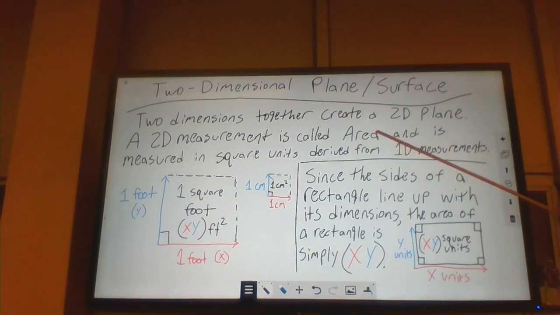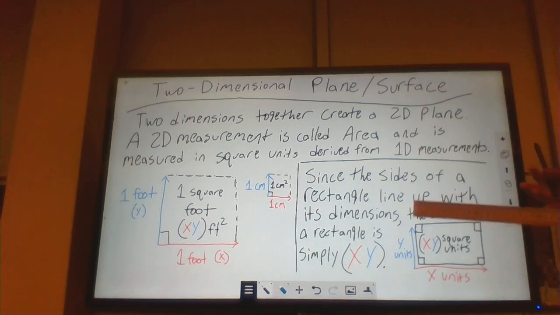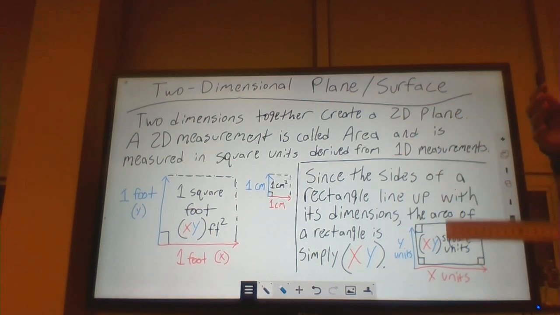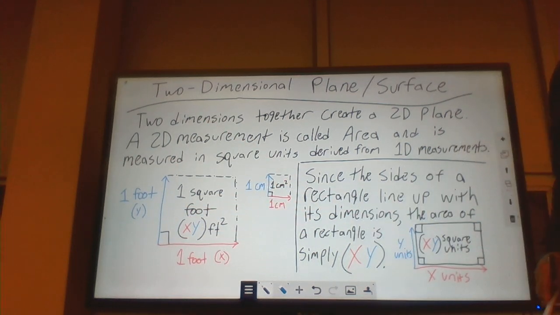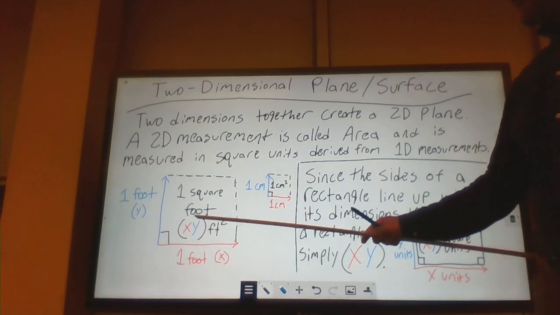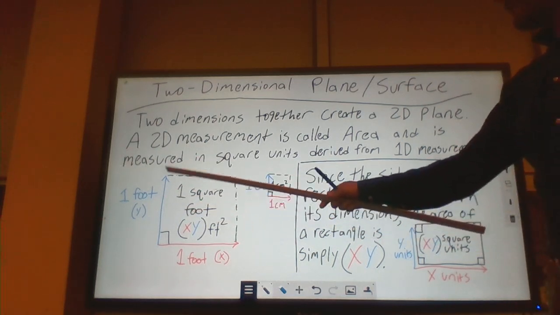A 2D measurement we refer to as an area, and it's measured in square units, which are derived from their one-dimensional counterparts. So if we take a square that is 1 foot by 1 foot and multiply them together, we end up with 1 square foot.